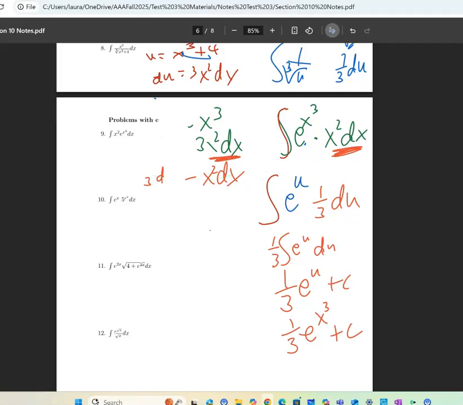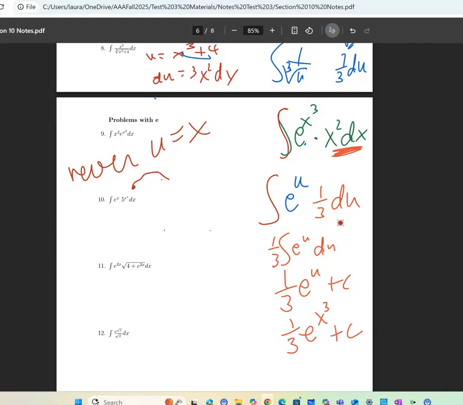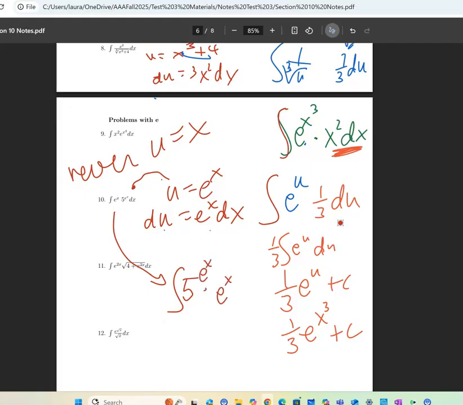Okay, here's another one. So the e has just an x in the exponent, right? So you're never going to let u equal x. It's never going to be useful. So I'm thinking the e to the x in the exponent of the 5 is the u. Du is e to the x dx. Oh, let's take the time to rewrite this. So I have 5 to the e to the x times e to the x dx.